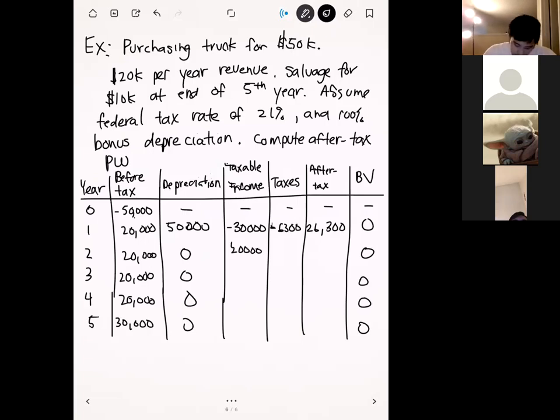Okay. All right. And so for every other year, we don't have anything left to depreciate. And so we're going to get taxed on the entire amount of money that we made that year, right? And so for year two, since our depreciation is zero, then we're going to get taxed on the entire $20,000. Okay. Right, and so that means we're going to pay $4,200 in taxes. One extra zero there, okay. And so after we pay our taxes in year two, we made $15,800, okay.